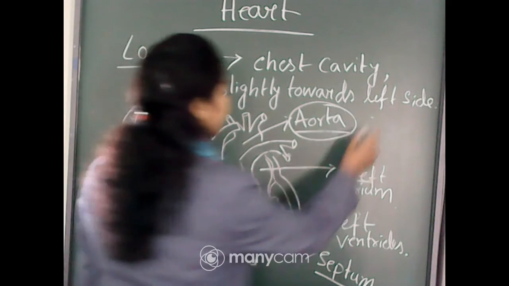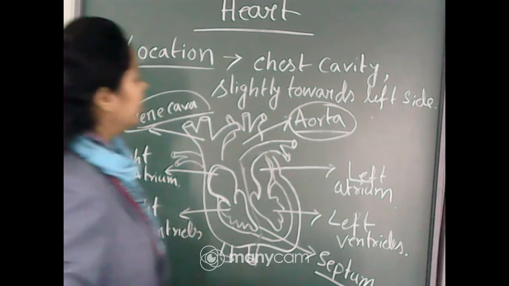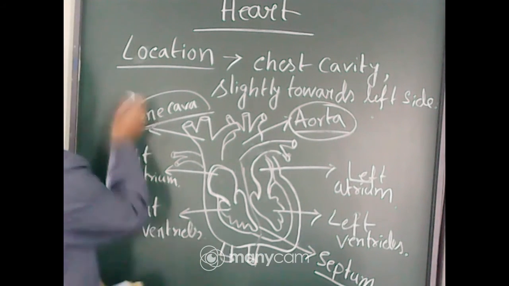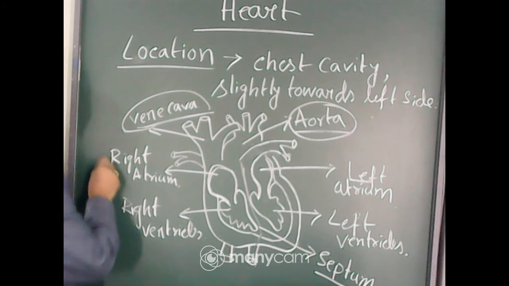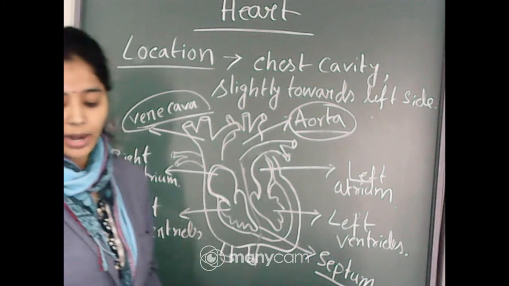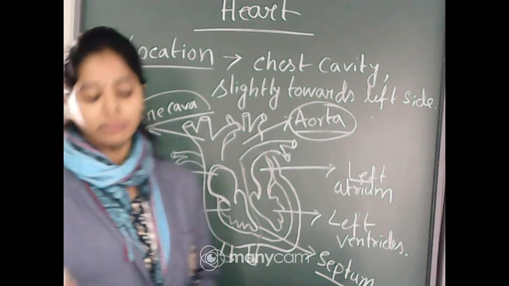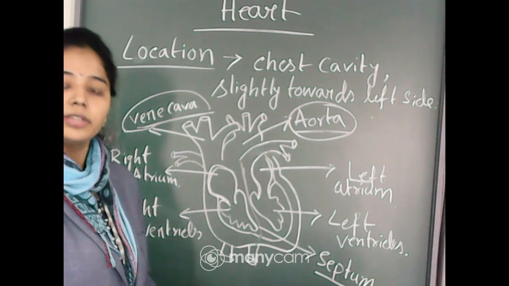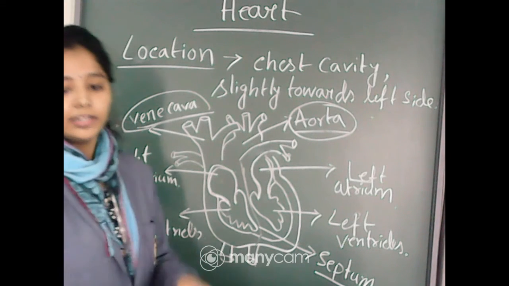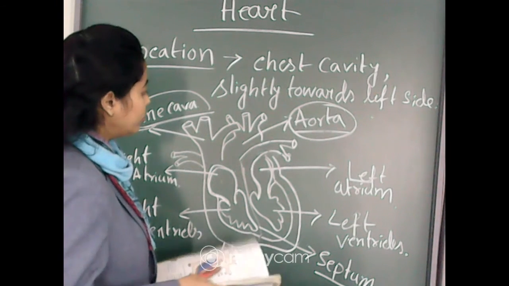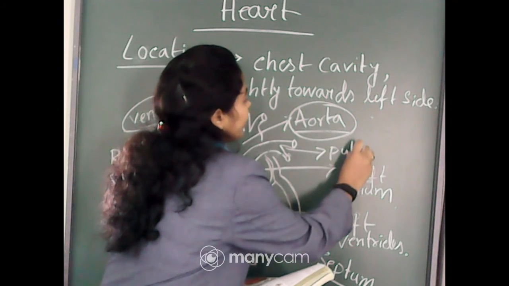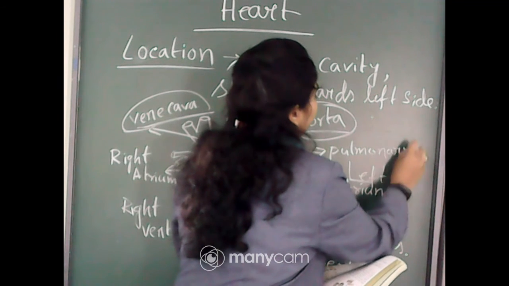Left side means this side, where the left atrium and left ventricle are present, you can see. And the right side of the heart, along with the right atrium and right ventricle, is mainly responsible for carrying deoxygenated blood from the heart to the lungs. Okay, so here I have mentioned everything. Another blood vessel that I forgot to tell you about is the pulmonary artery.